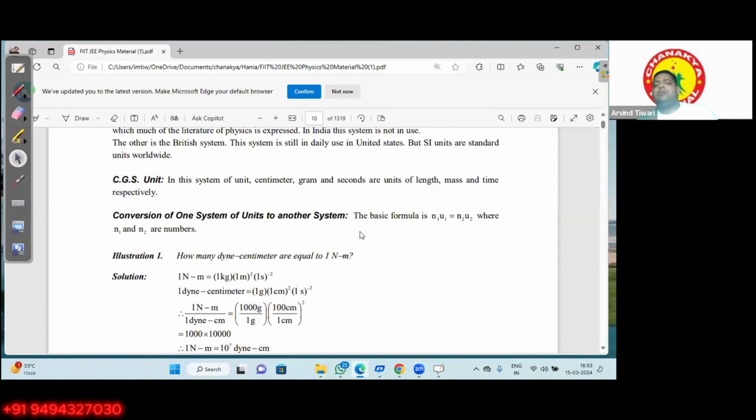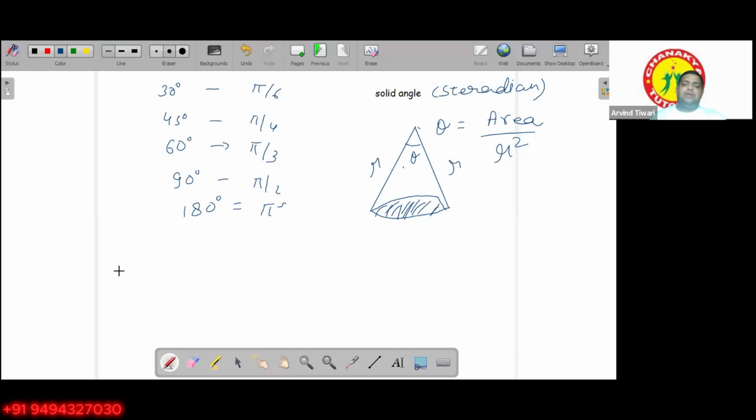Let us see how we perform the calculations. To convert from one unit to the other unit, we use the formula N1 U1 is equal to N2 U2. Now what do these different things mean? N1 means the number of times of the first unit, and N2 is the number of times of the second unit.